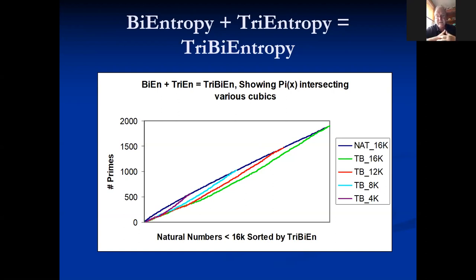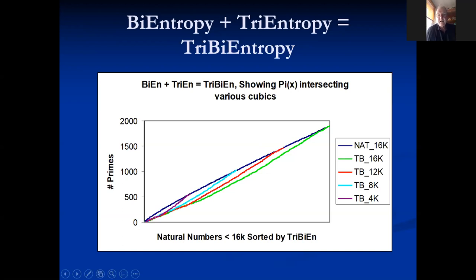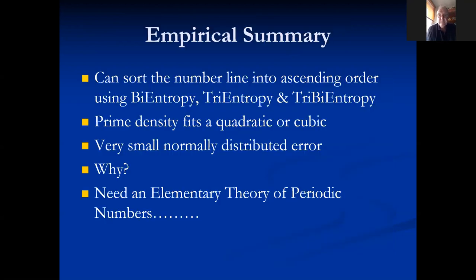So what I'm saying in this diagram is that not only can we add bi-entropy and tri-entropy together, but when we sort the natural numbers into the tri-bi-entropic order, they sort perfectly with no deviation from the expectation, and the expectation is based on the properties of the binary and trinary derivatives that we've used in the computation. So essentially, we're getting the prime numbers under control, and starting to understand what makes them tick. And so the next slide, please. Yep.